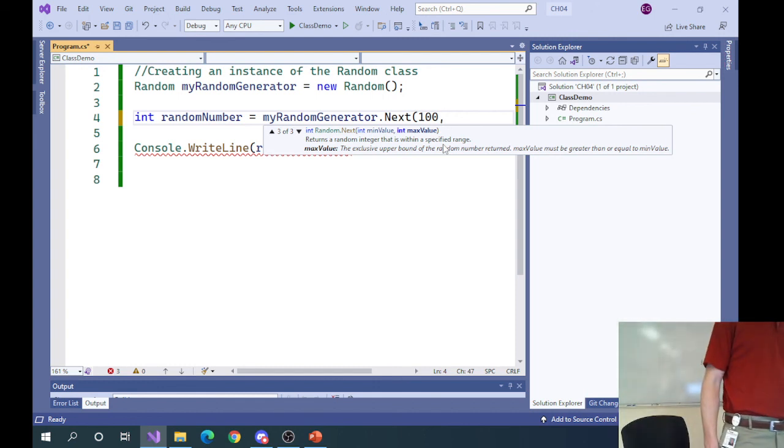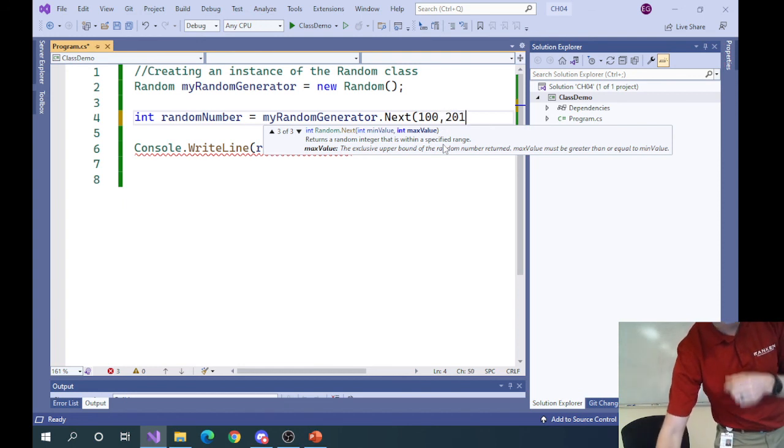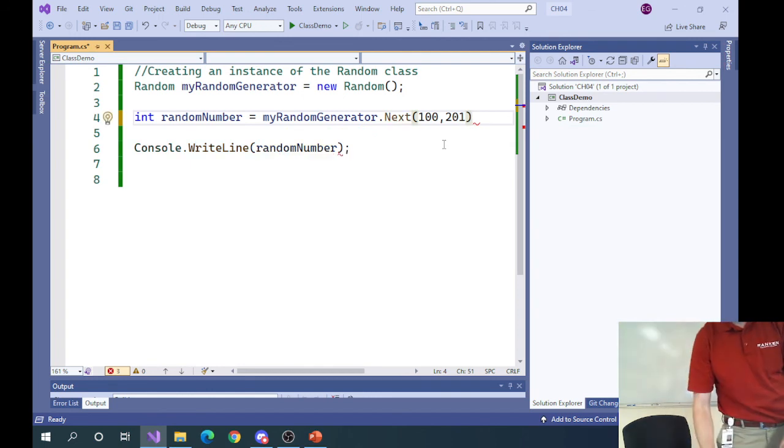The minimum bound was inclusive, meaning it would include the number. The upper bound is exclusive, so it's basically 1 less than that number. You mean 1 more? Well, it should be up to 200. That's how you go 100 through 200.